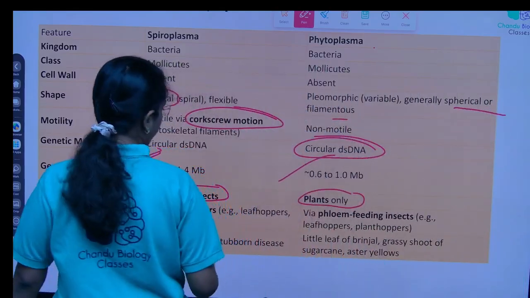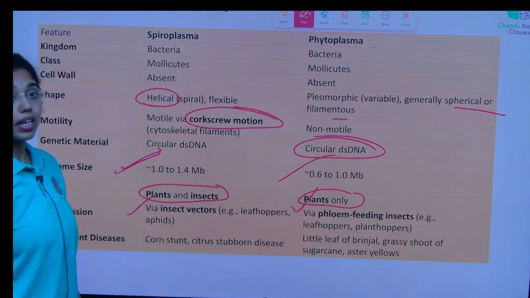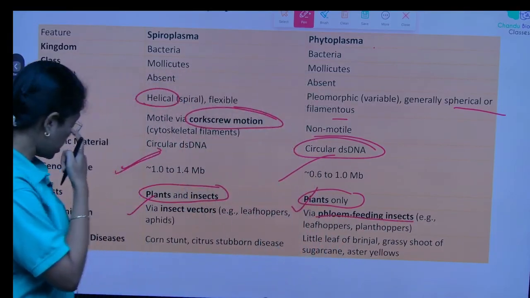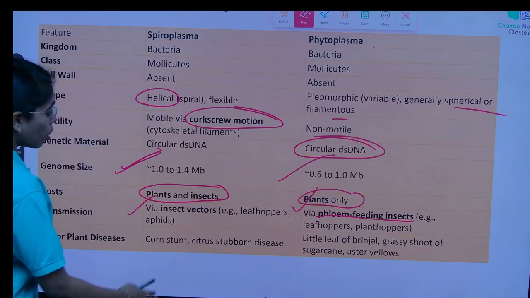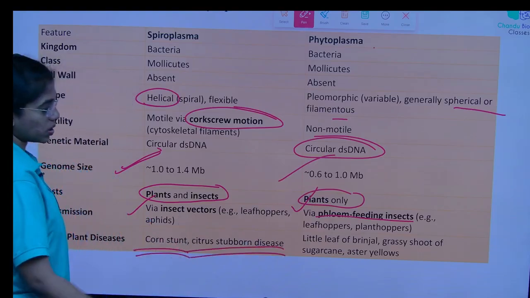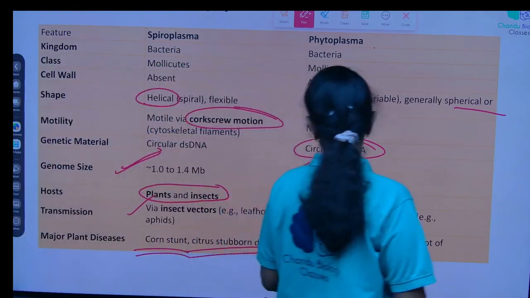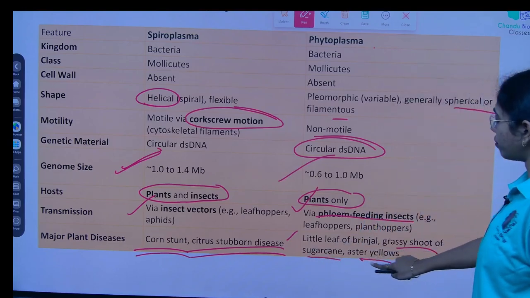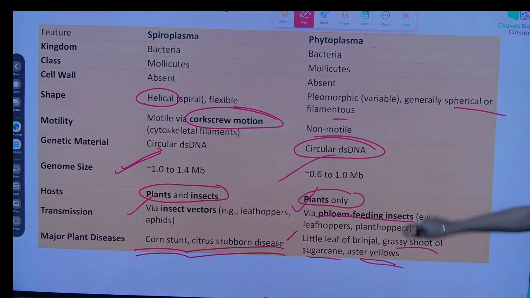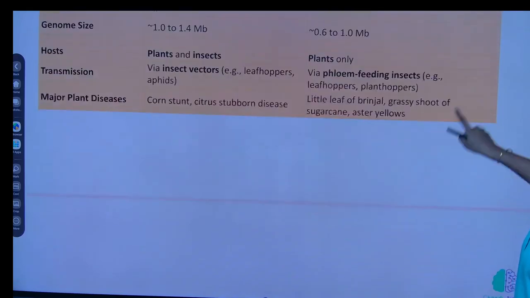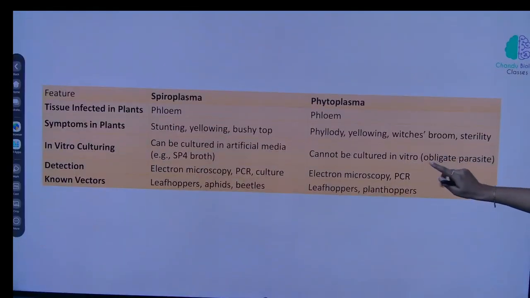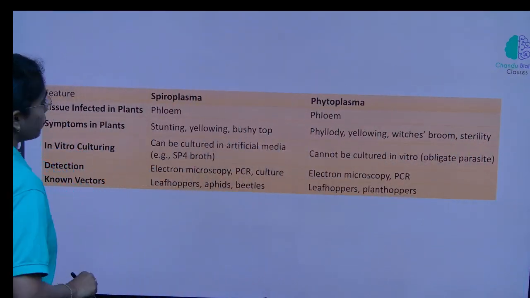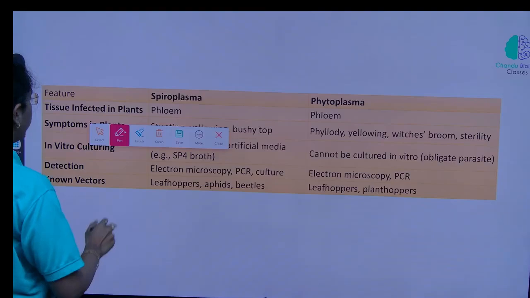Transmission is via insect vectors, phloem feeding insects, for both. Major plant diseases of spiroplasma include citrus stubborn disease. For phytoplasmas: little leaf of brinjal, grassy shoot of sugarcane, and aster yellows. These are the major plant diseases of phytoplasma. Next, observe spiroplasma and phytoplasma, a few more differences. Tissue infected in plants: both affect phloem only.